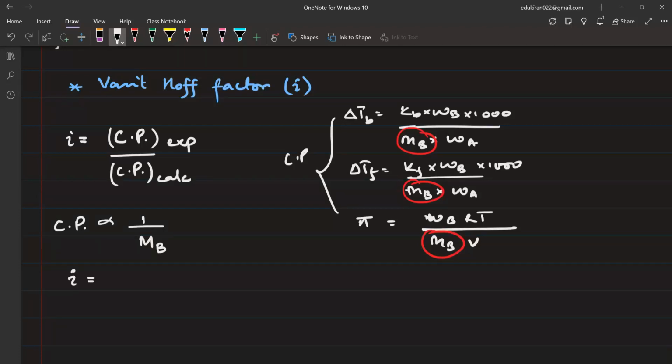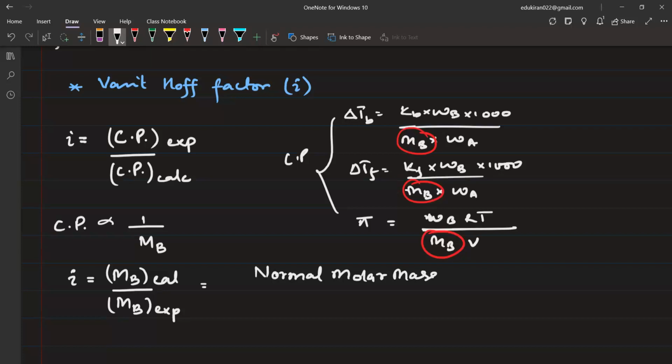The colligative property experimental will have the molar mass in the denominator. That means the molar mass that is determined experimentally. Now the colligative property calculated, that is determined by calculation, will have the molar mass in its denominator, and it will become denominator of denominator, which is numerator. So we'll have MB in the numerator here. So what I can write here is normal molar mass divided by abnormal molar mass.